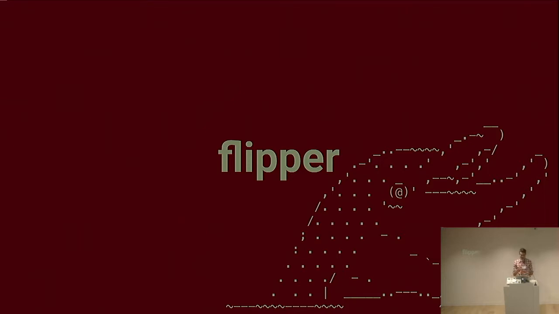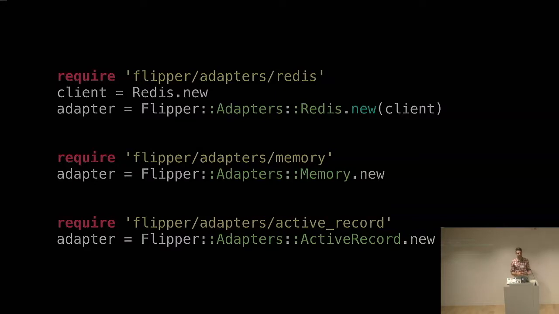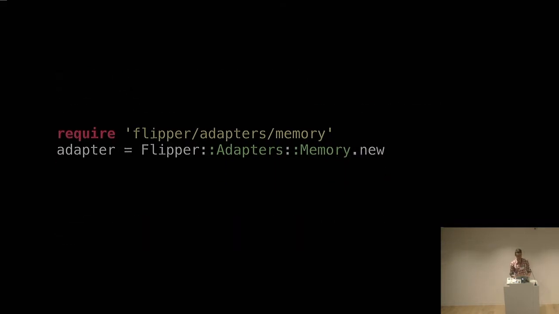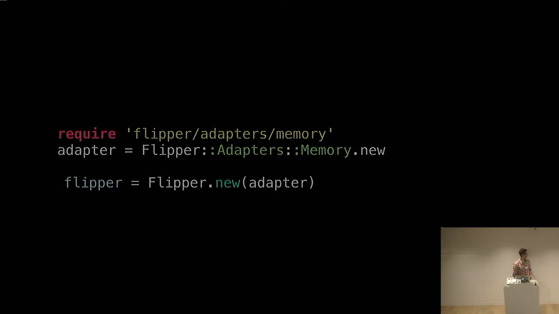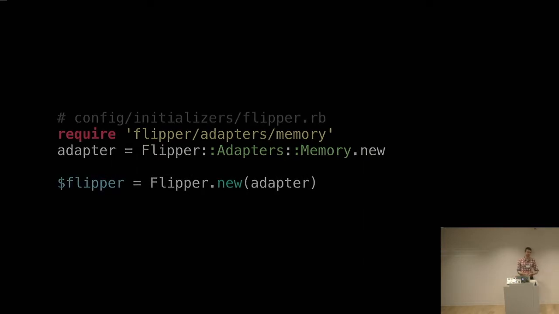So first of all, in Flipper, you need to choose what storage you're going to use, like where you're going to store your switches. So Flipper supports multiple adapters. Here are 3 of them. So let's say we want a memory adapter to start with, right? So we pick that. And once we get the adapter, we just initialize the Flipper instance, and pretty much we're done. So if we want to put it into the Rails app, we probably want to stick that into the initializer. And we have to use a global variable for it so we can reference that instance later.